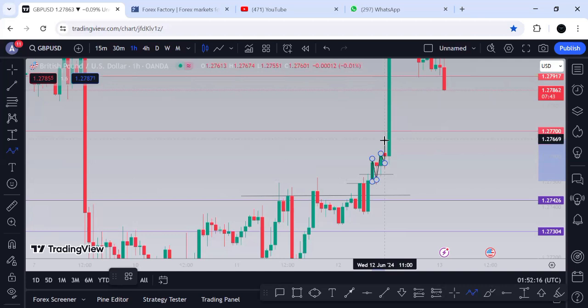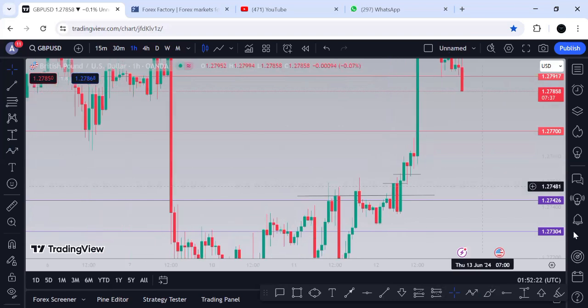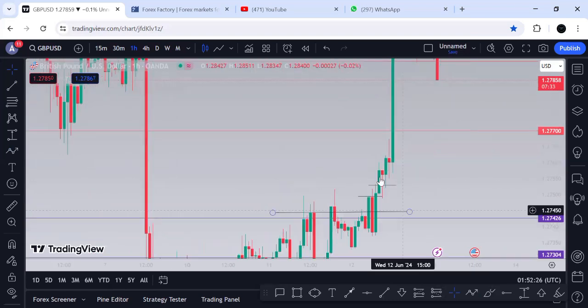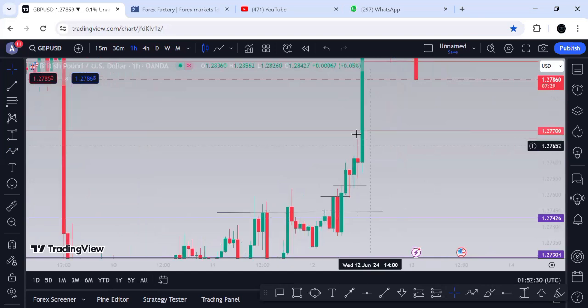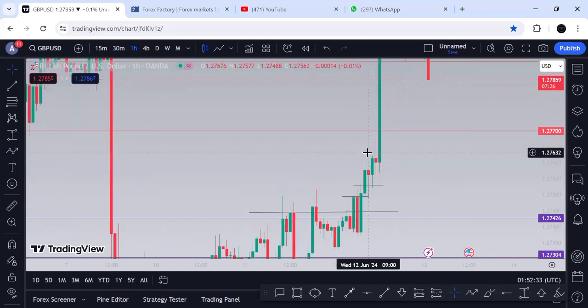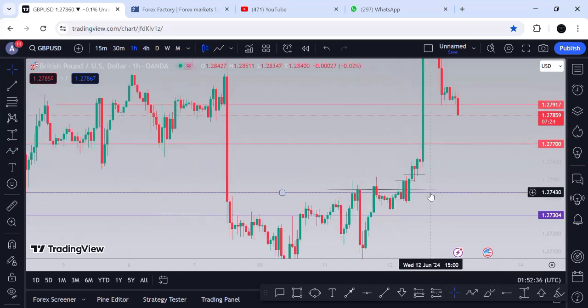It pulled back and continued. So I took a profit before the CPI news. I didn't want to get myself involved in the CPI news, because there was going to be a lot of volatility. So I took profits when the market got to this side. That's where I took my profit. This is how I took a buy on GBPUSD during the London session.